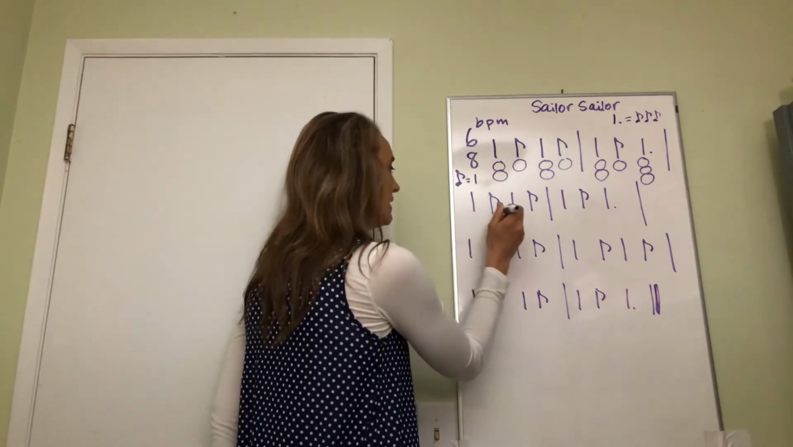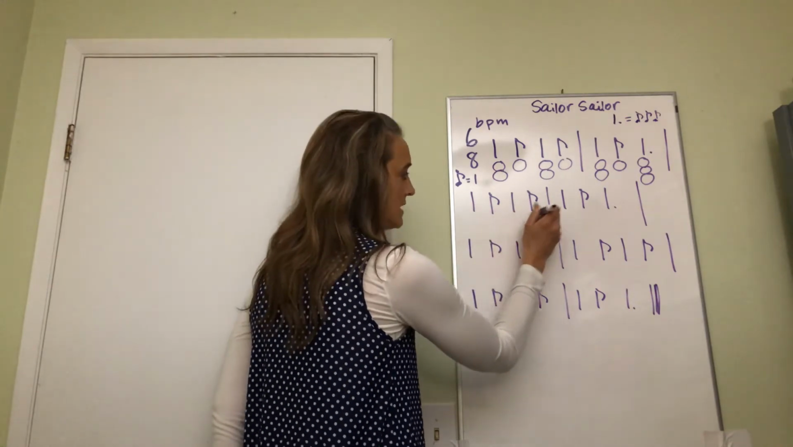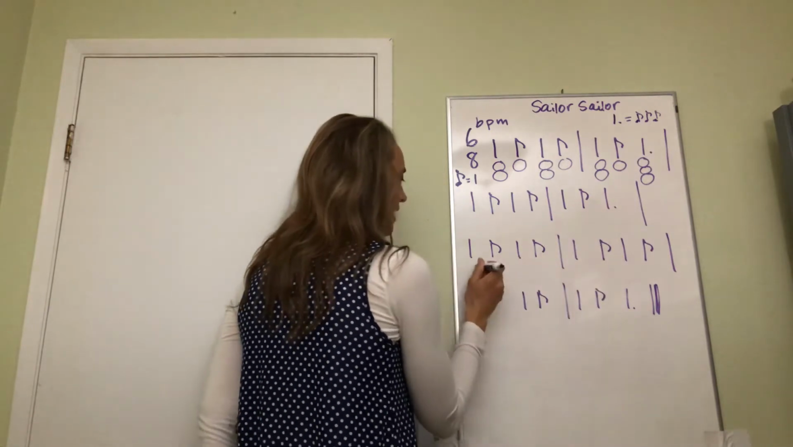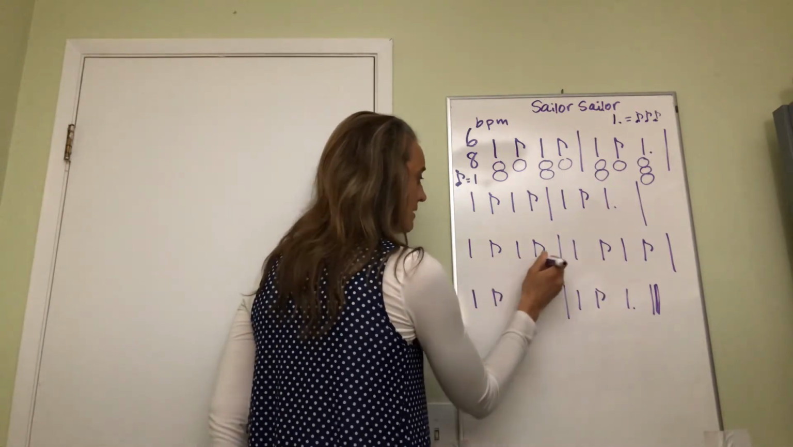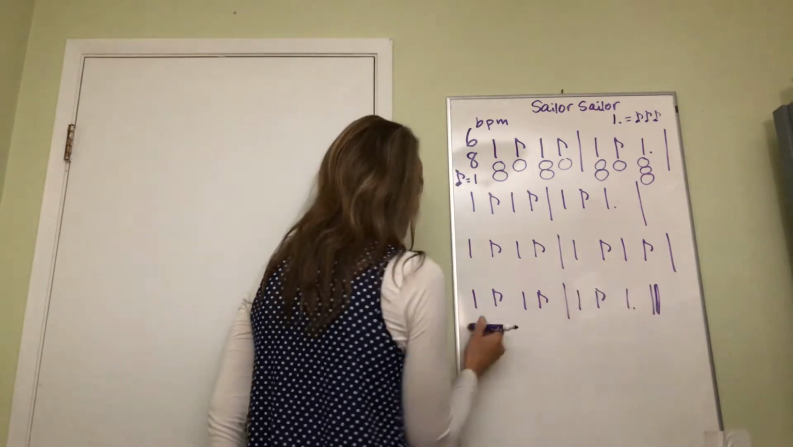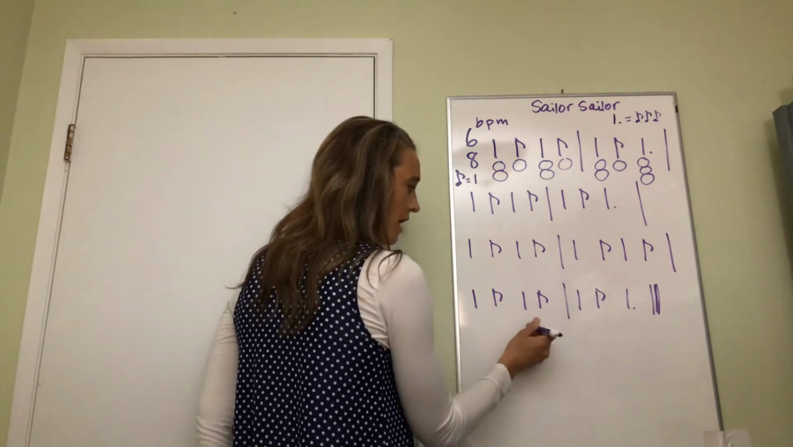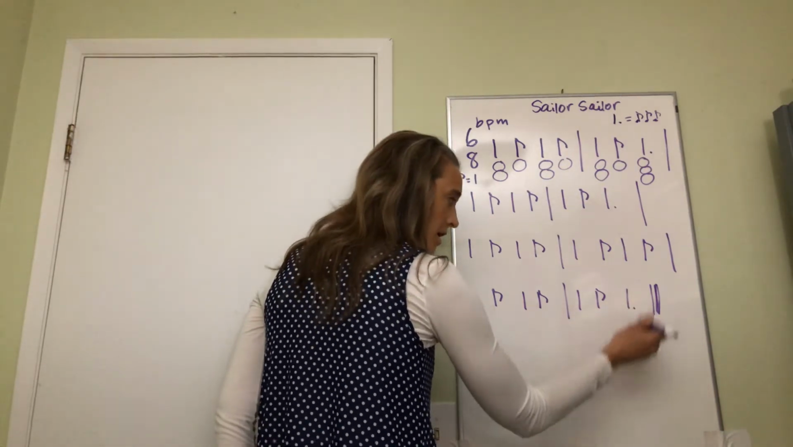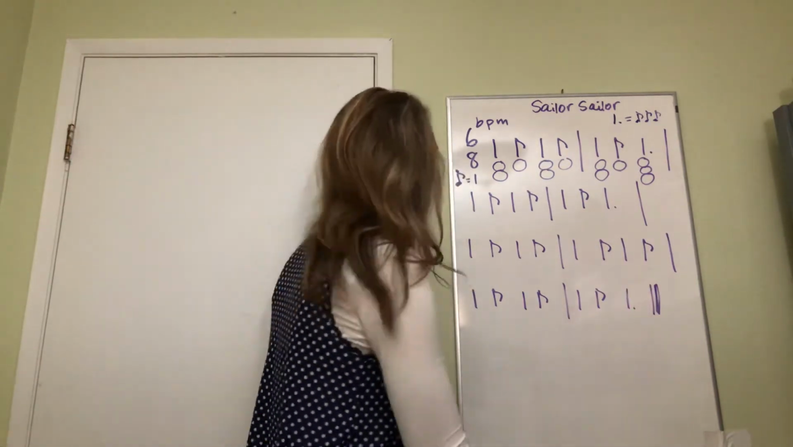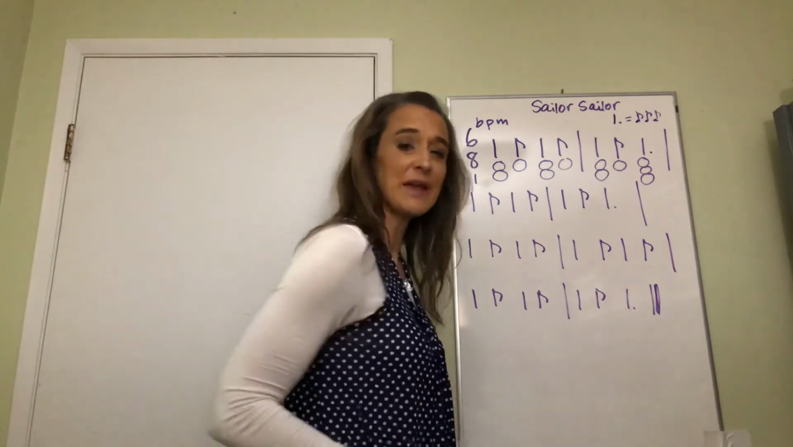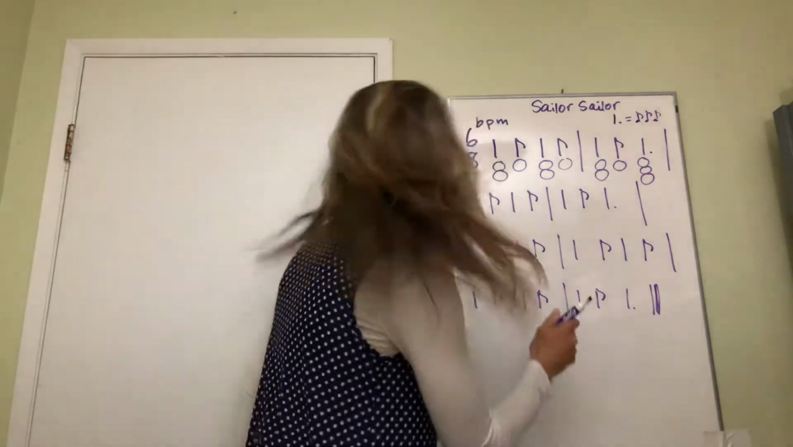Ta, ti, ta, ti, ta, ti, tom. Ta, ti, ta, ti, ta, ti, ta, ti, ta, ti, ta, ti, ta, ti, tom. Okay? Now, that's a very slow song. Sailor, sailor. Okay, so we're gonna speed this up a little bit.